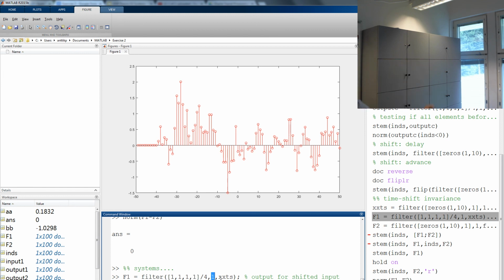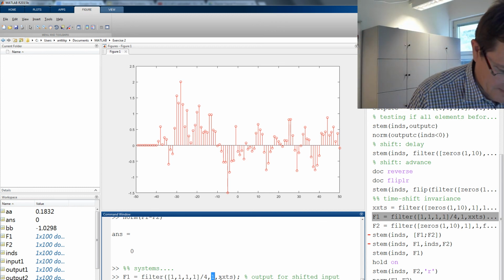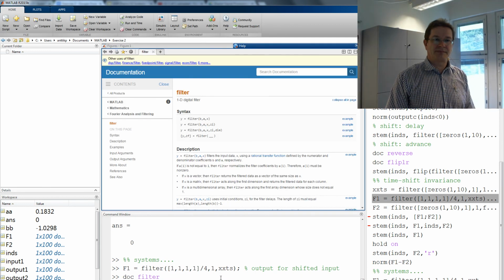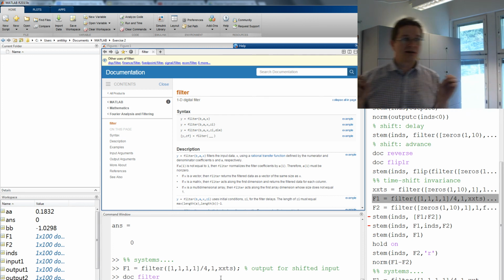If that was a vector, I would just put there a vector. But now I have a nice running average system. It has just that one number there, 1. B, A, X. Let's see. Doc filter. Yes. Output equals filter B, A, X. You just need to make sure that you are using those B's and A's the correct way, not the opposite way.